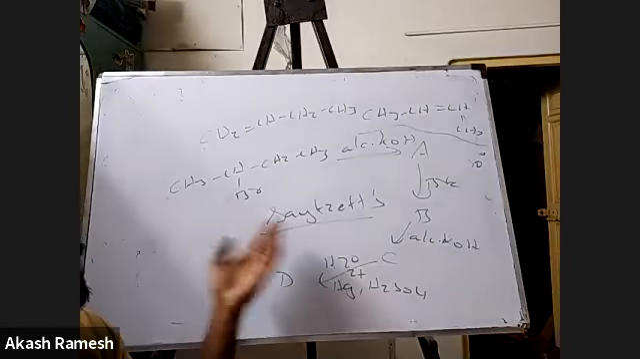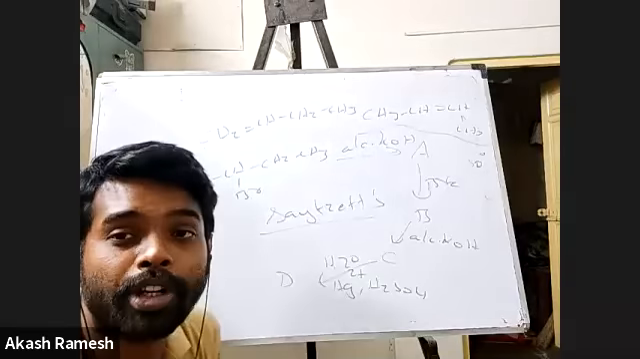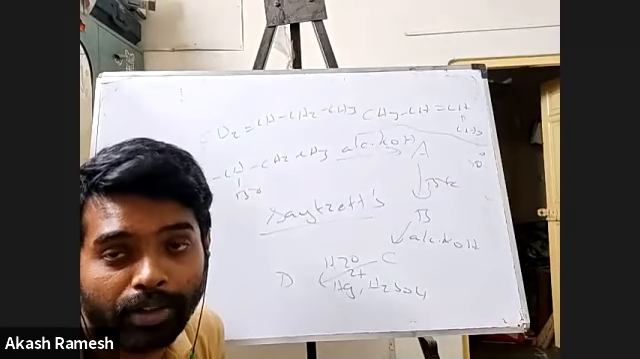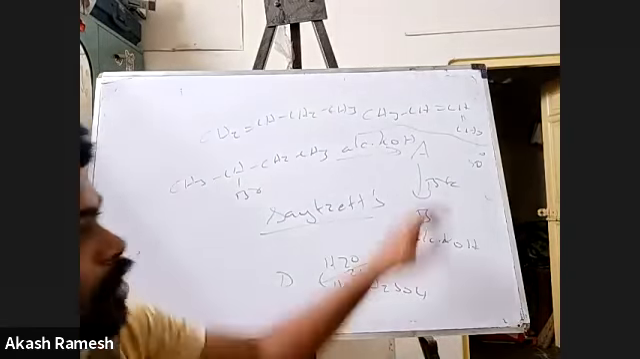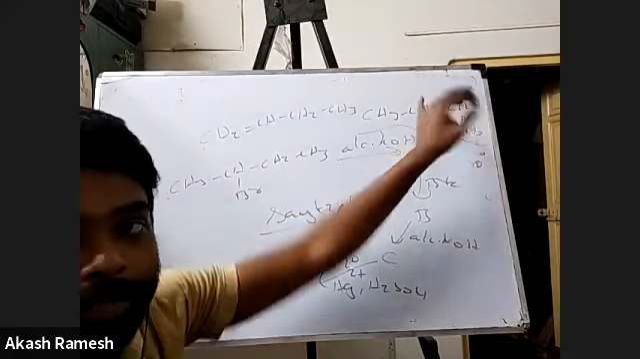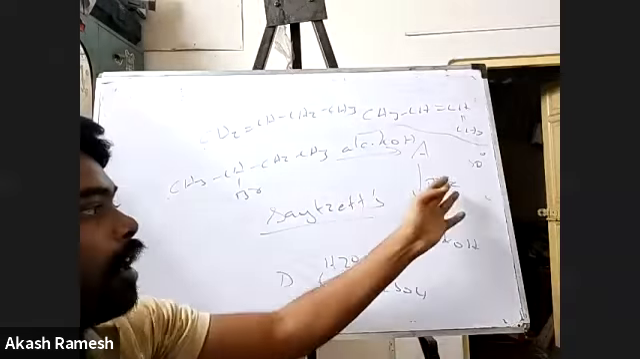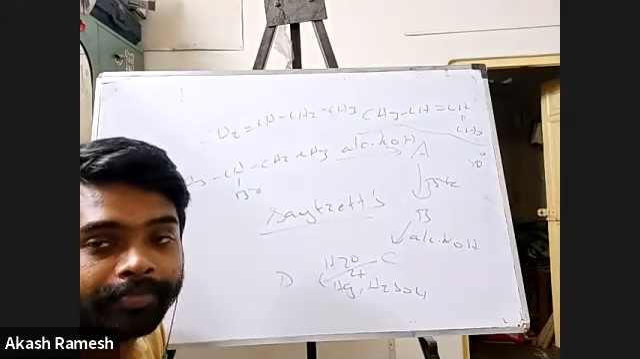Right? So Saytzeff's rule says that a more substituted alkene should be formed in case of an elimination reaction. Okay, fine. So A we found out, that is a major product. Okay, fine. Now what happens when I add Br2?